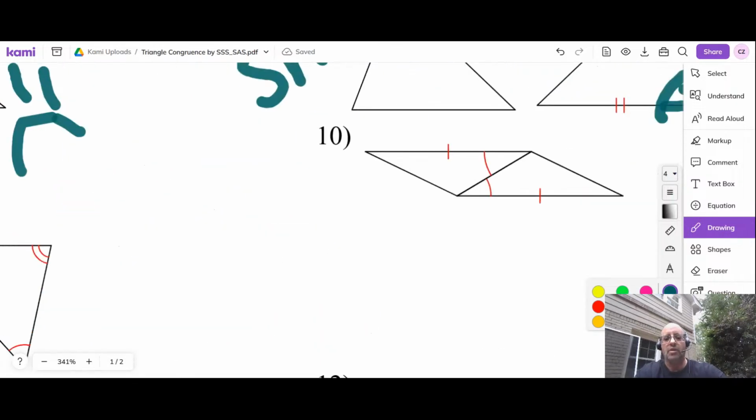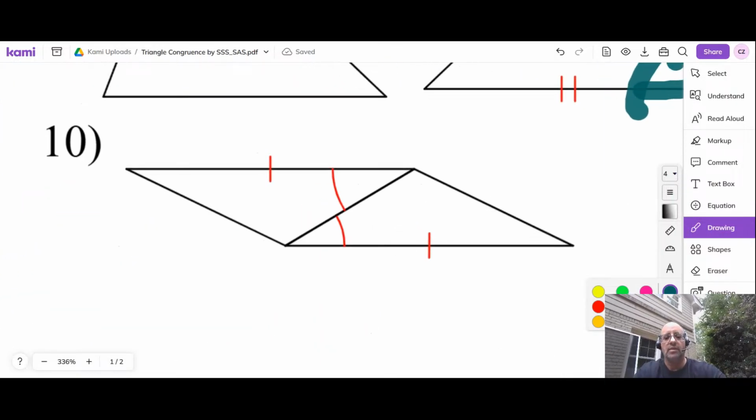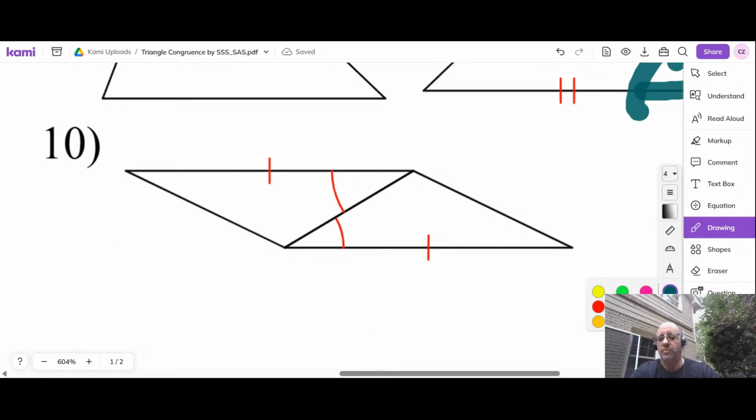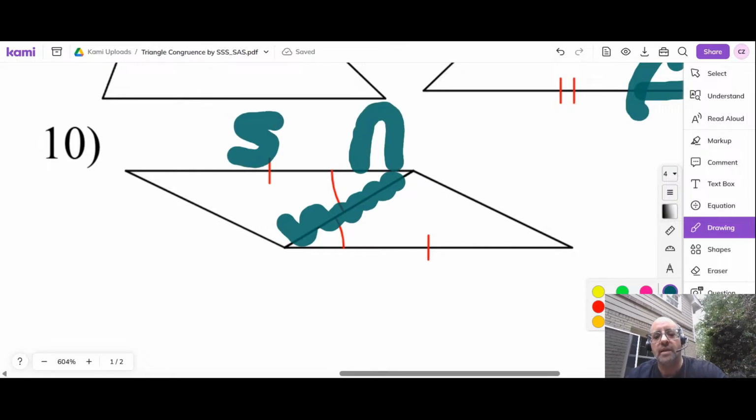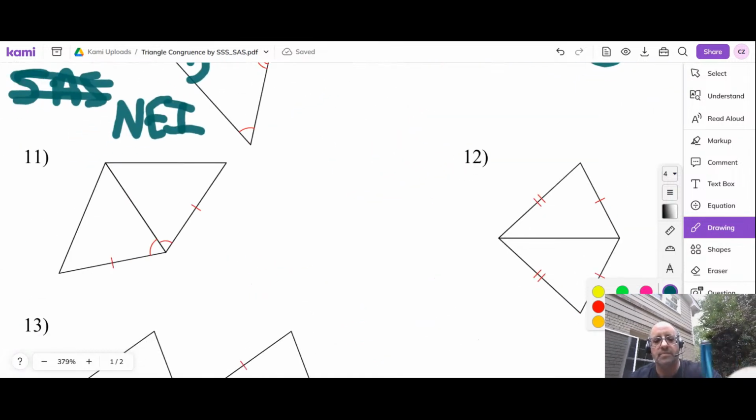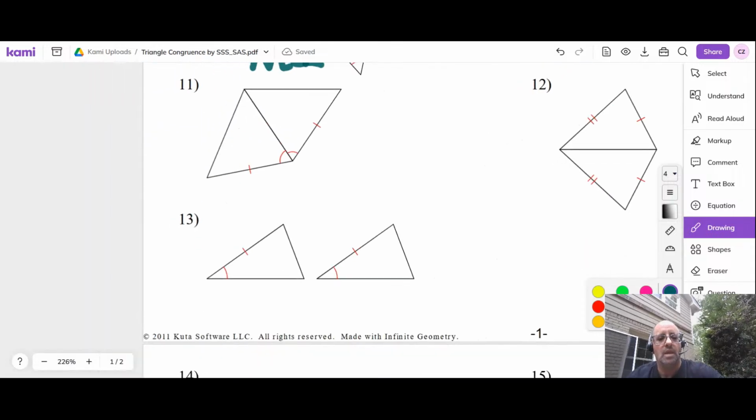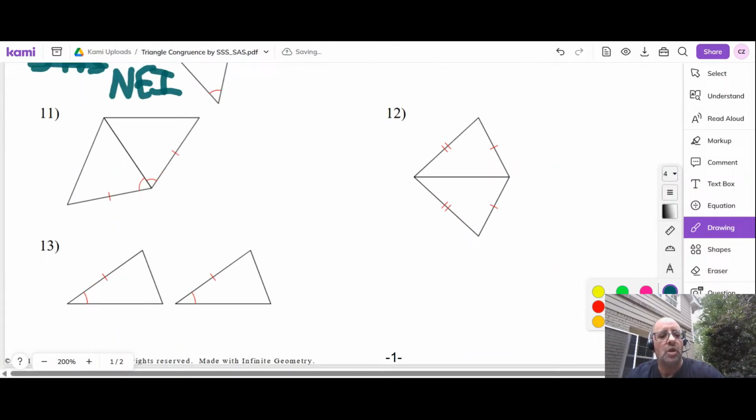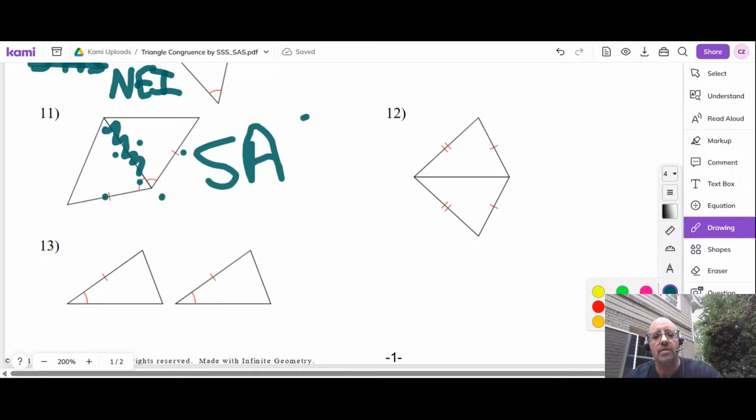And don't let it scare you if there's not enough information. Now, let's take a look at what's probably the hardest problem for most people to do. You must acknowledge that that is congruent to itself. And now you can use side, angle, side. And there are some basic examples. Let's keep going. So, reflexive property, side, angle, side.